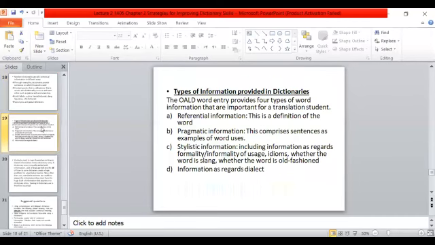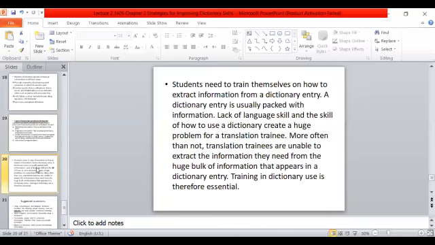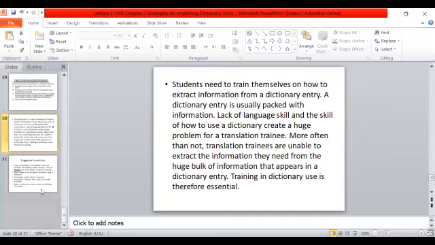Types of information provided in dictionaries. Dictionaries provide several types of information. Among these is referential information. This is the definition of the word. Pragmatic information. This comprises sentences and examples of word usage. Stylistic information. Information regards formality, informality of usage, idioms, whether the word is slang, whether the word is old-fashioned, and information regarding dialects.